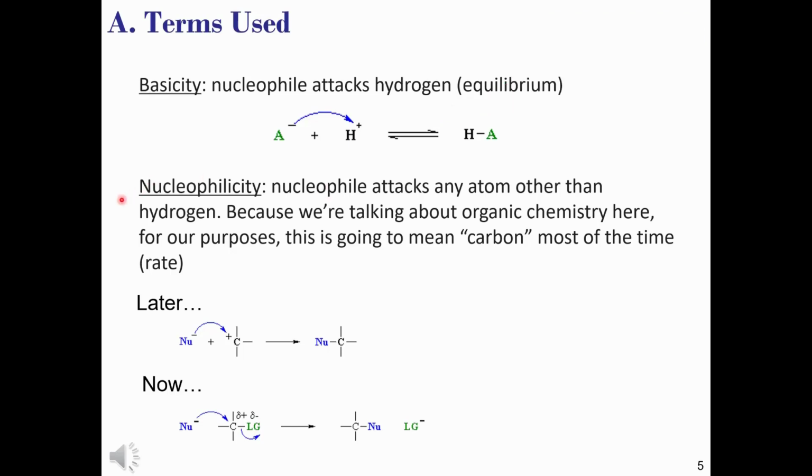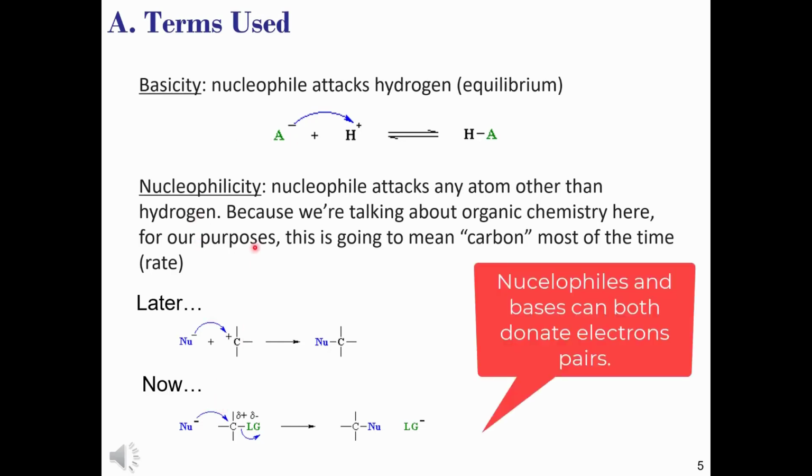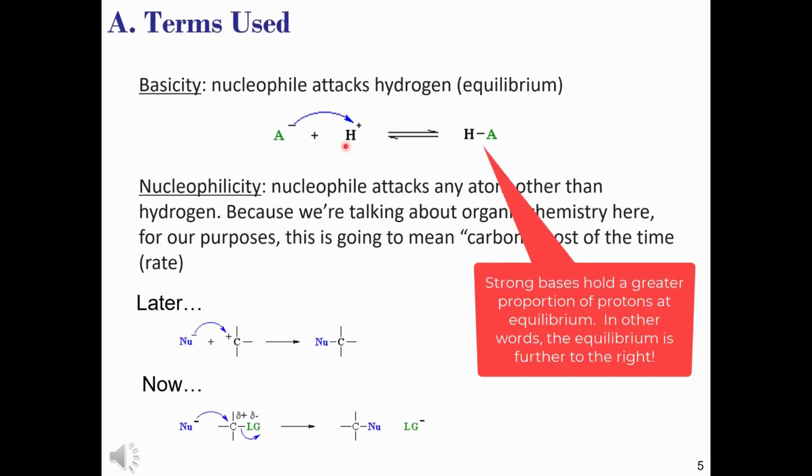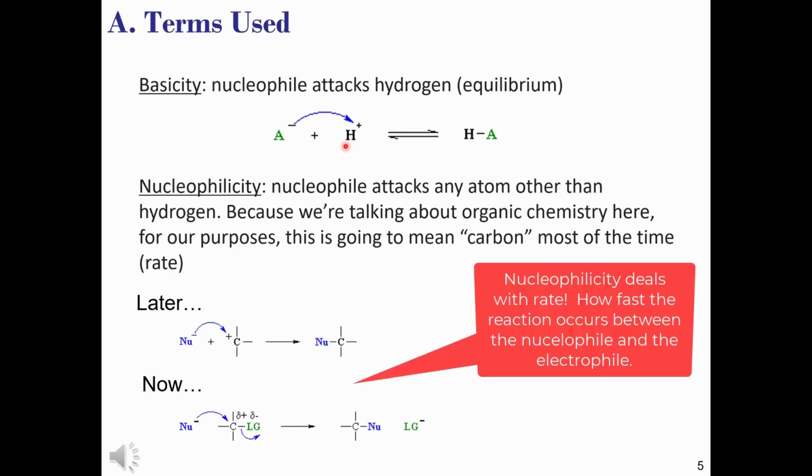Nucleophilicity, however, refers to the fact that the nucleophile is attacking any atom that's an electrophilic atom other than hydrogen. Now, because we're talking about organic chemistry here, for our purposes, this is going to mean carbon for the most of the time. So there are similarities between nucleophiles and bases. Nucleophiles and bases are both electron donors, but basicity deals with the equilibrium position. So at equilibrium, a stronger base holds a greater proportion of the H+ ions. Nucleophilicity deals with kinetics, so a stronger nucleophile will attack faster than a weaker one.